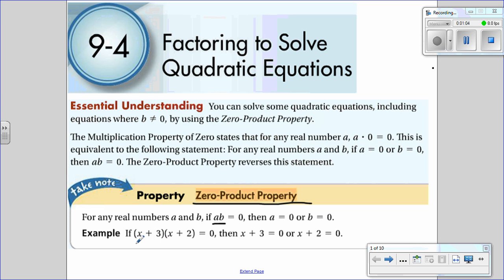So now if you have two polynomials, like in this case two binomials being multiplied by each other, if they equal 0, one of these has to be 0. So either this term has to be 0 or this term has to be 0. And so what we want to do is take each one of those and set them equal to 0 and solve. Okay?